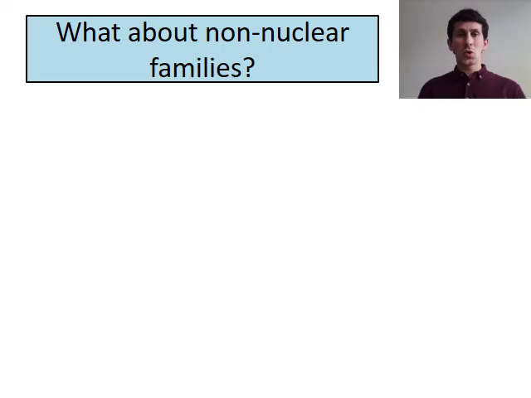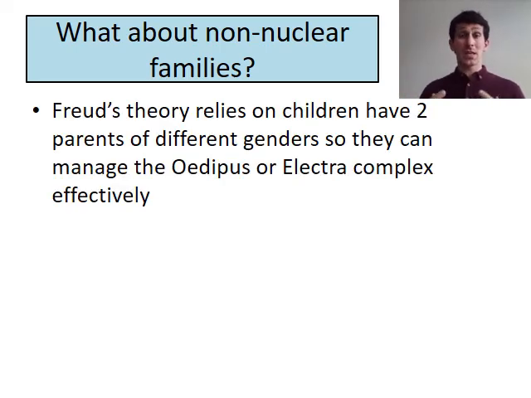However, we also get the issue of what about non-nuclear families? So a nuclear family would be, you've got a mum, you've got a dad, you've got the children. And the theory relies heavily on having a nuclear family, having two parents of different genders so that their children can manage the Oedipus and Electra complexes effectively.